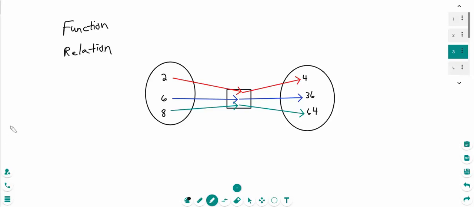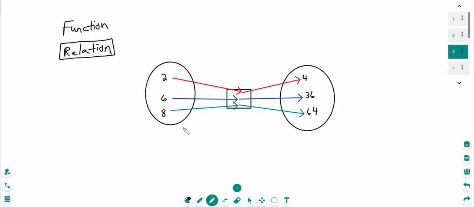Okay, and I think to begin with, we'll start with just talking about relations, which we did not talk about in our previous lesson. So when we think of relations, we're just thinking of correspondences. We're thinking about mappings, you might say, from one set of items to another set of items.